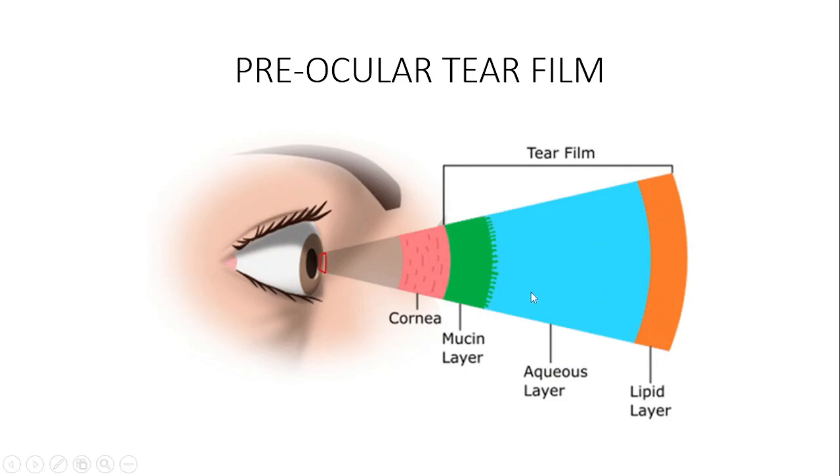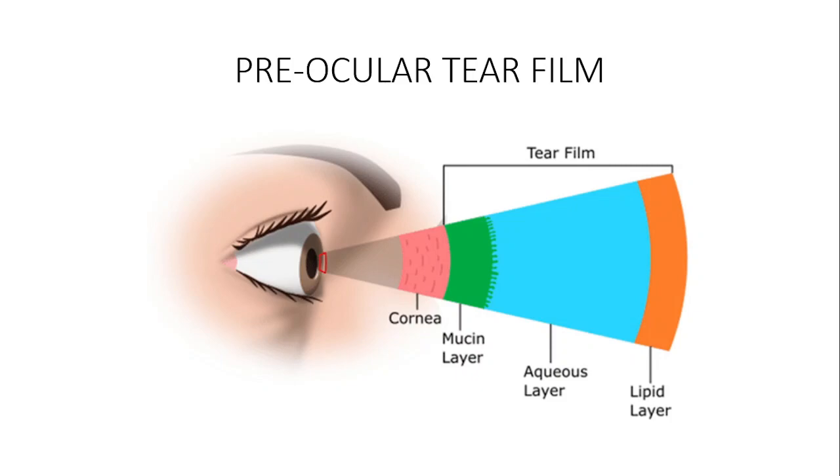Once in a while something falls into your eye, you don't do anything about it, but you realize that it has vanished. It is because the aqueous layer has washed that particle away from your eye. Last but not the least, it provides a smooth optical surface to the cornea by abolishing minute irregularities. Okay, so it provides a smooth optical surface.